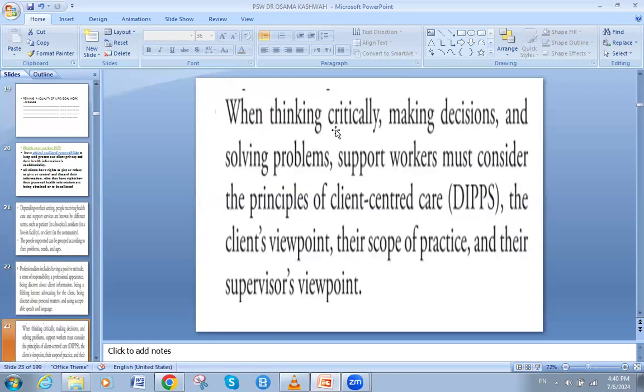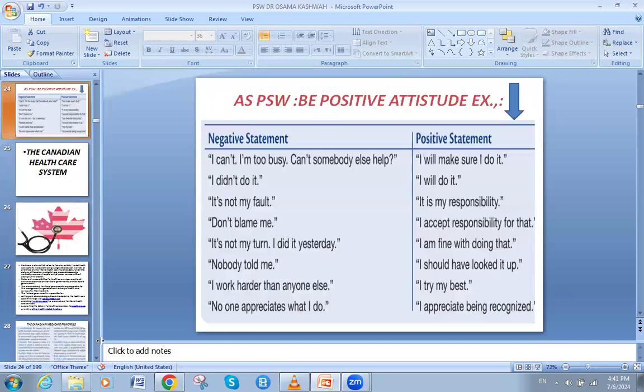When thinking critically, making decisions, and solving problems, support workers must consider the principles of client-centered care. So your client or your patient is the center of all your work, the core of all your work. Also the client's viewpoints, their scope of practice, and their supervisor's viewpoints. These things are always very important for the personal support worker.